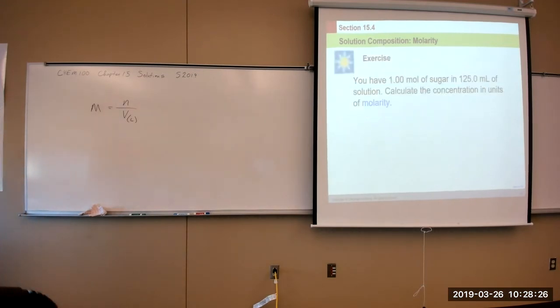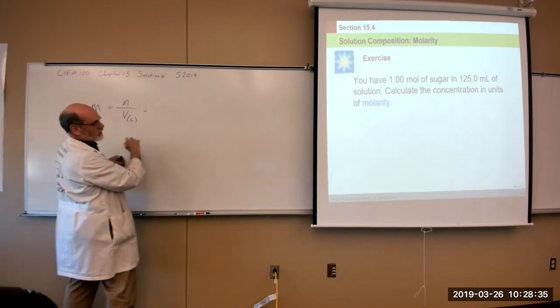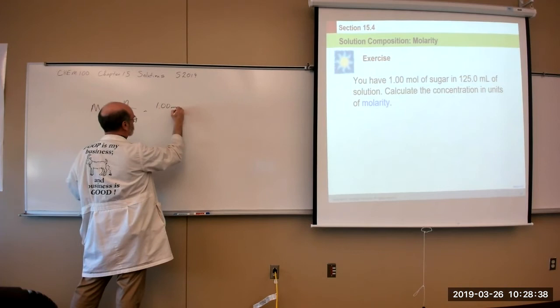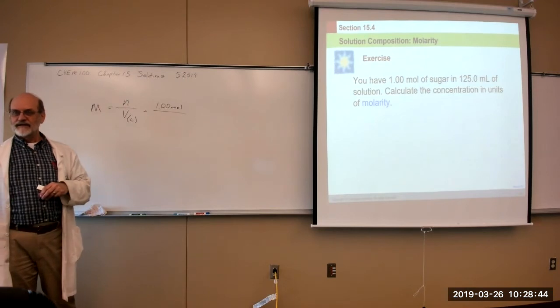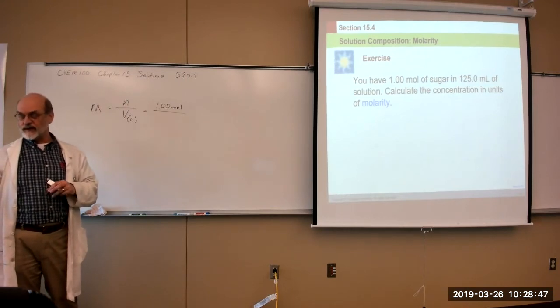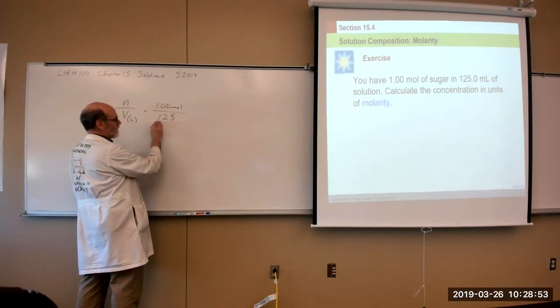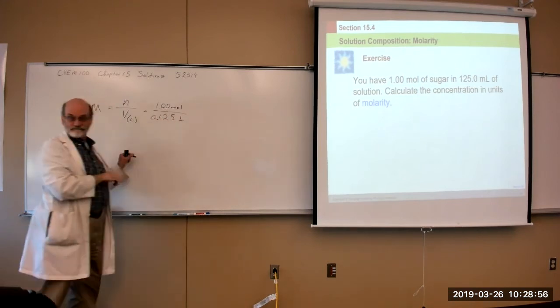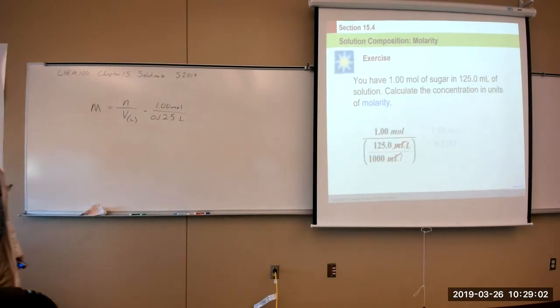Okay. So, if you have 1 mole of sugar and 125 milliliters of solution, how do you calculate that? Always go back to this formula. So we have 1 mole. So how many liters is 125 milliliters? Move the decimal place to the right, 3 places. Right? Tens, hundreds, thousands. Okay? And just divide that out, and you get 8 molar. So that's fairly concentrated sugar.